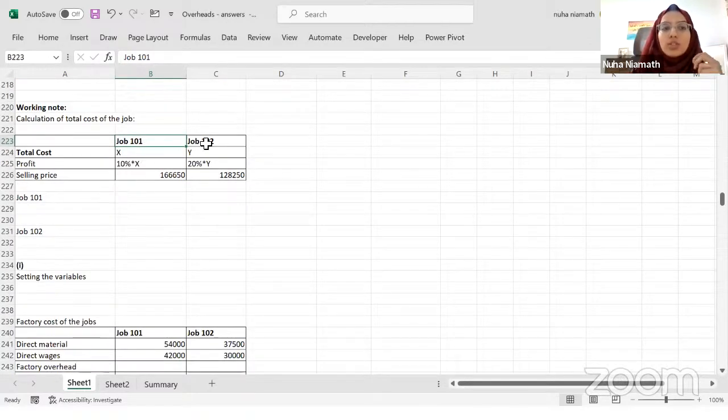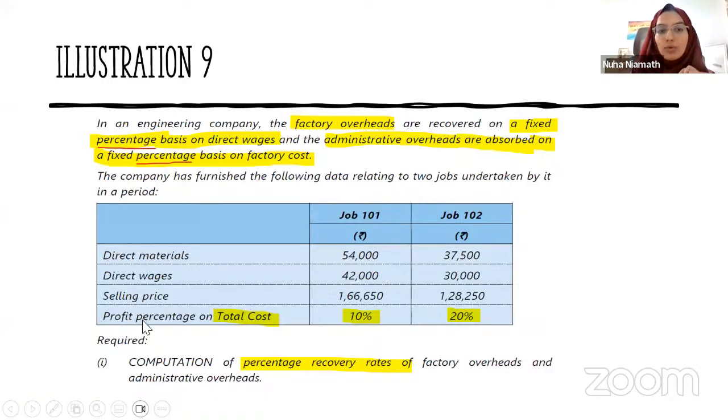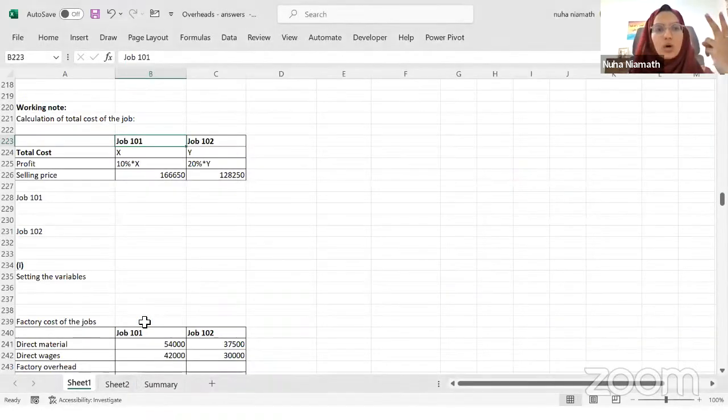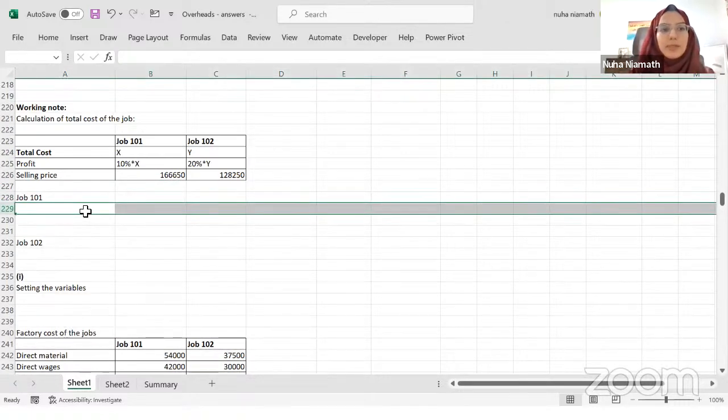Job 101 and 102, we already have two things, selling price and profit percentage. I'm sure you know how we do the reverse working. If the cost is X, profit is 10% of X. So X plus 10% of X is 166,650. So what will be X? X will be 166,650 divided by 110%. So let's simplify it and put it in an equation so that you understand it better.